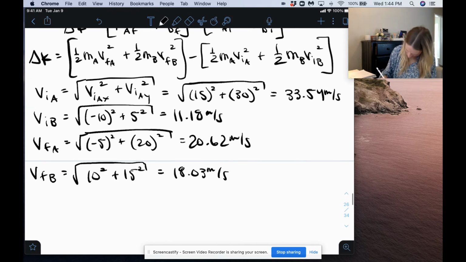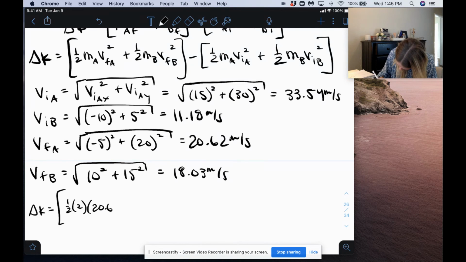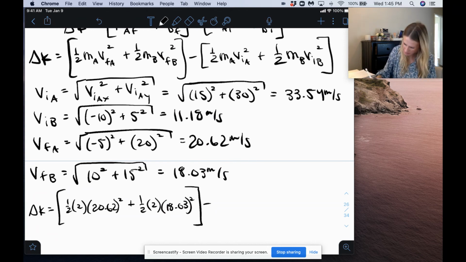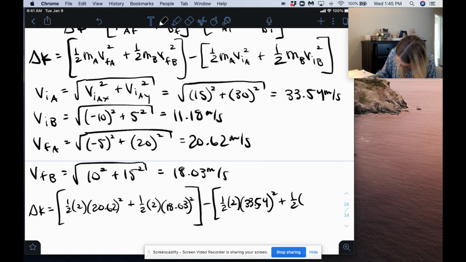equation. So we end up getting change in kinetic energy equals our 1/2 mass, 2 kilograms, final velocity of A was 20.62 squared, plus 1/2 times 2 kilograms times final velocity of B, 18.03 squared, minus, oh, and that was a plus in the center, I'm sorry, minus the quantity 1/2 times mass of A, 2 kilograms, times initial velocity of A, 33.54 squared, plus 1/2 times mass of B, 2 times initial velocity of B, which was 11.18 squared. And then plug this all into our calculator.